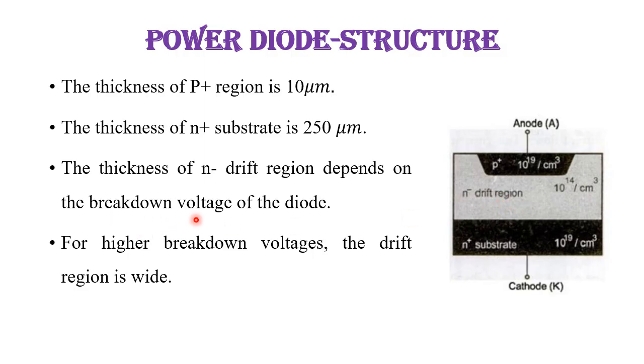The breakdown voltage is the voltage above which the diode will be damaged. For higher breakdown voltages the drift region is wide. So if you want a power diode with higher breakdown voltage, this drift region will be wider so that it can withstand high voltage.